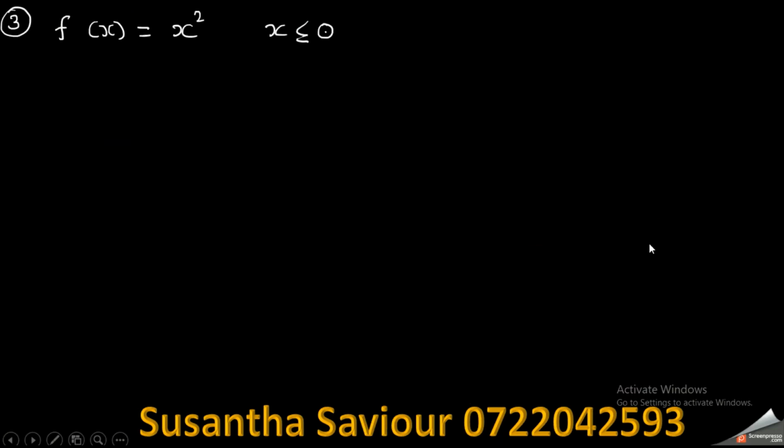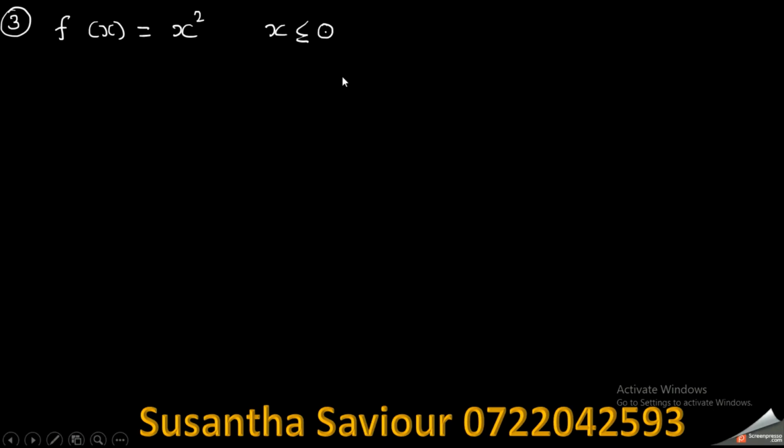Now, look at this. Go to another example. f(x) equals x squared, right? Same structure, but the domain is different. In this case, the domain is x is less than or equal to 0.